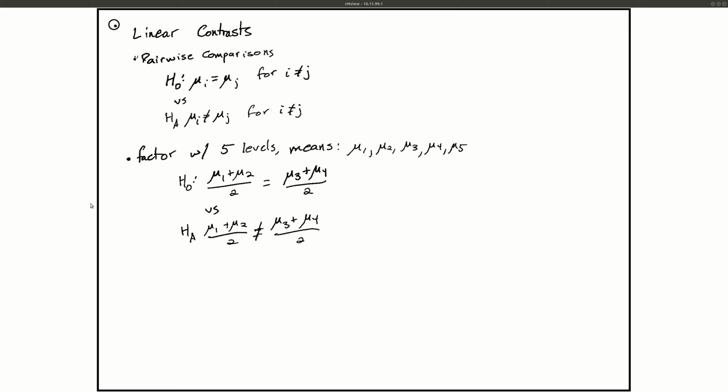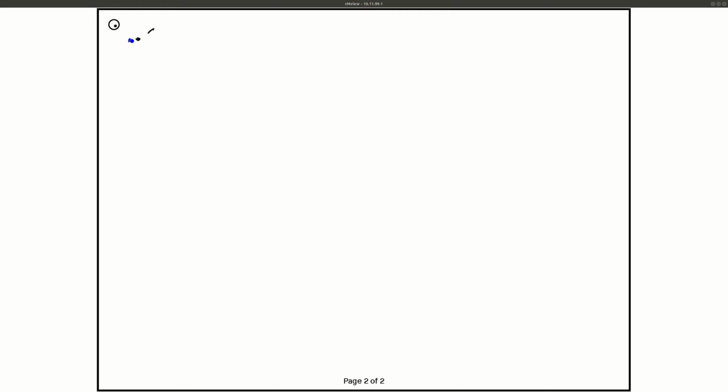Linear contrast will allow us to test these more complex types of hypotheses. So what would be an example in which this type of hypothesis makes sense? Let's talk a little bit more about coffee as a motivating example.